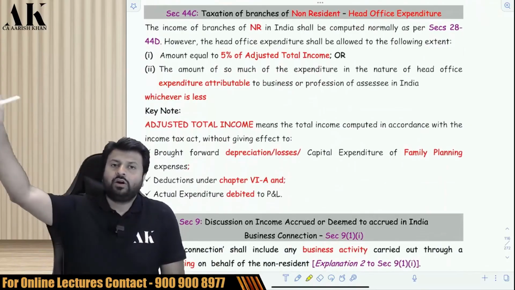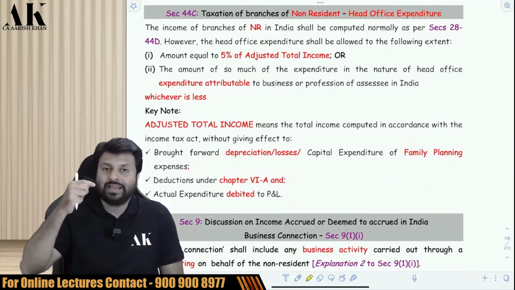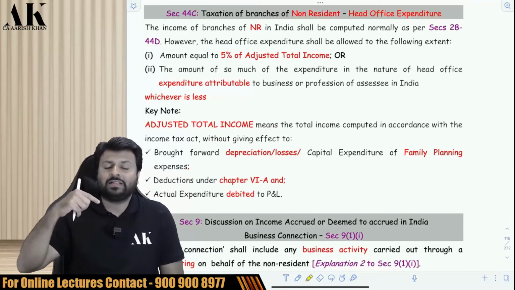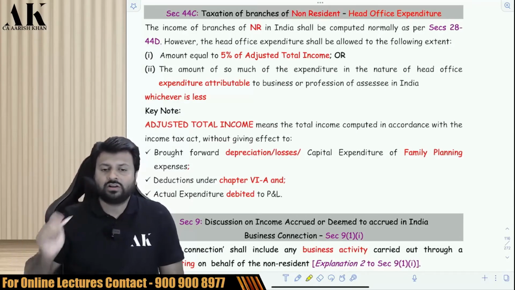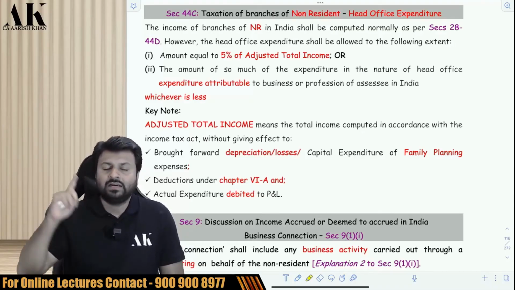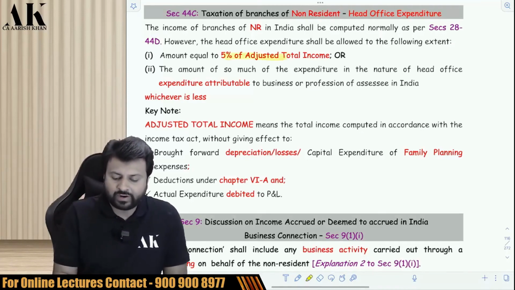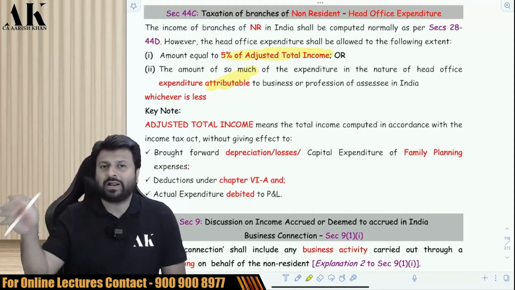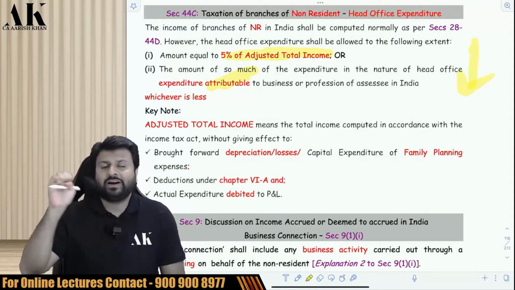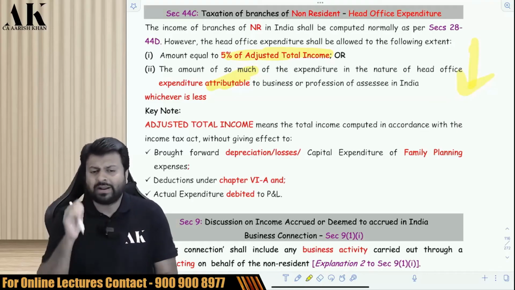That is, if a non-resident has a head office outside India and a branch in India, then whether the branch in India will get the deduction of head office expenses or not. The head office is outside India, the branch is in India, will the head office expenditure be allowed in India or not? It will be allowed subject to 5% of the adjusted total income or the actual amount attributed to the branch, whichever is lower. So 5% of the adjusted total income or actual amount attributed to the Indian branch, whichever is lower.